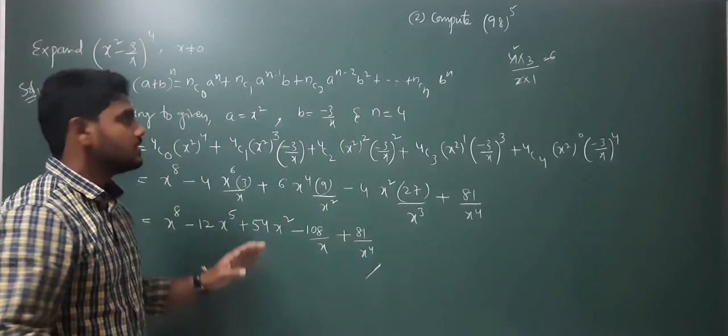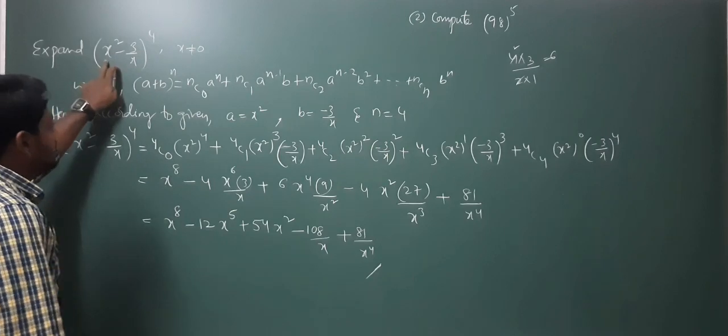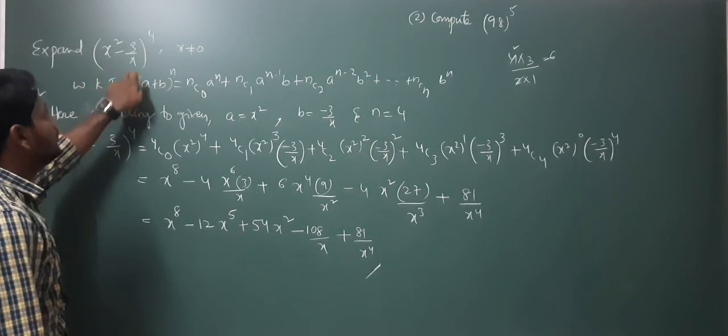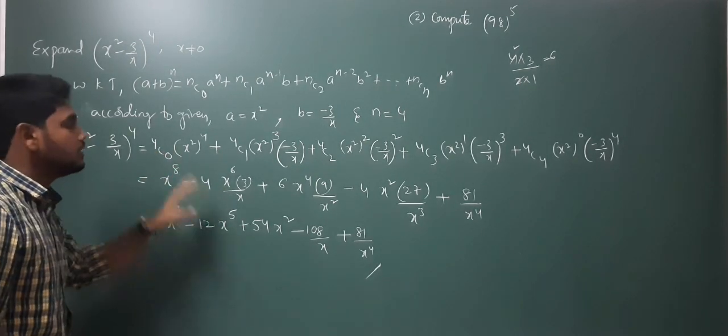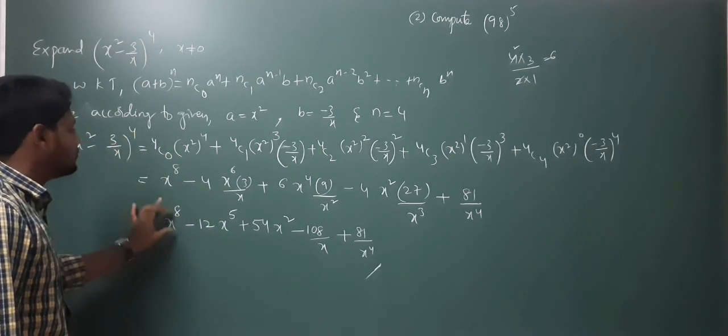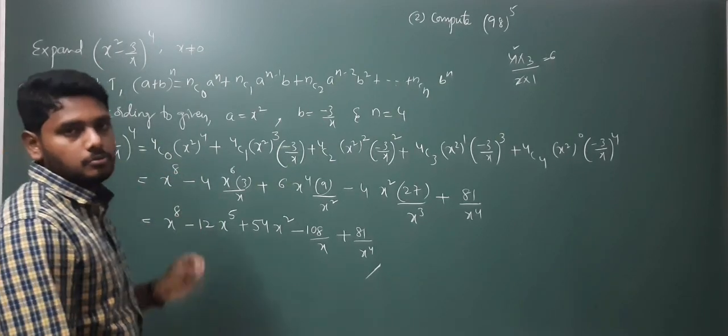This is very simple. By using this formula, (a plus b) whole power n and that expansion, we need to substitute a value, b value and n value. That's it. After that we need to simplify. We should not leave those binomial coefficients as they are. We need to write the binomial coefficient values also. That's it. Problems like this they will ask for 2 marks.